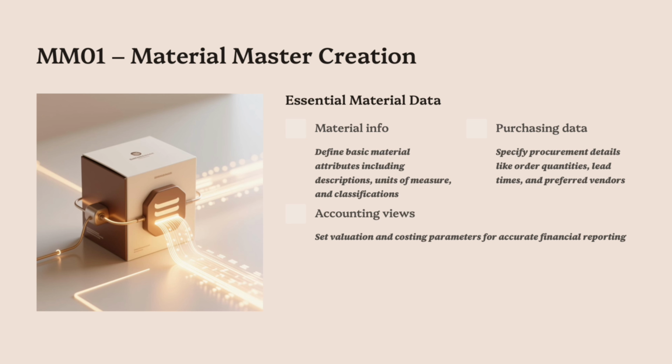One common beginner mistake is creating materials with incomplete views. For example, if you forget to maintain purchasing data, the material can't be ordered. Another issue is duplicating materials, which confuses reporting. My tip: always follow company naming conventions and check which views are required. Remember, a material master is not just one field, it's dozens of fields that drive multiple processes.